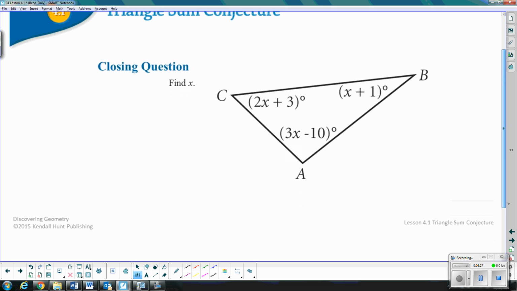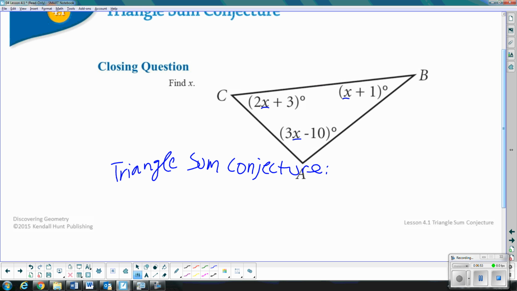problem on your note sheet, and the question is to find X. Well, we have an X here, we have an X here, we have an X here, but we're going to use our triangle sum conjecture. Triangle sum conjecture. That says that angle A plus angle B plus angle C equals 180 degrees.